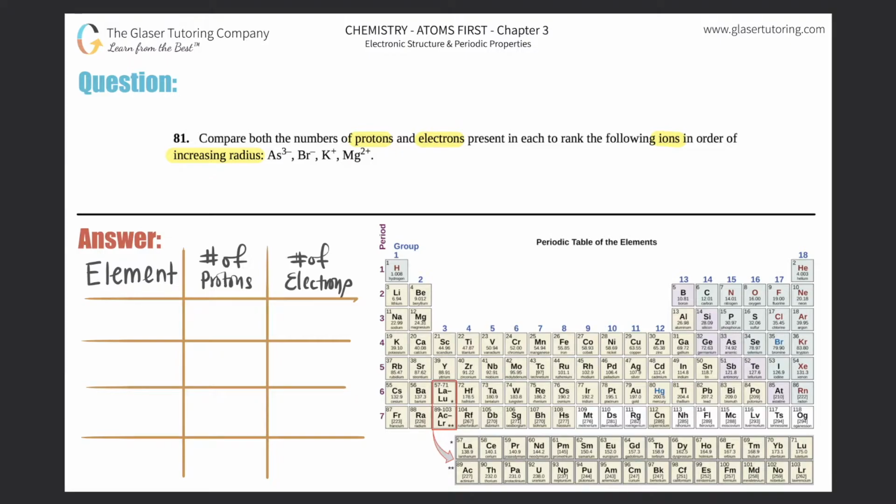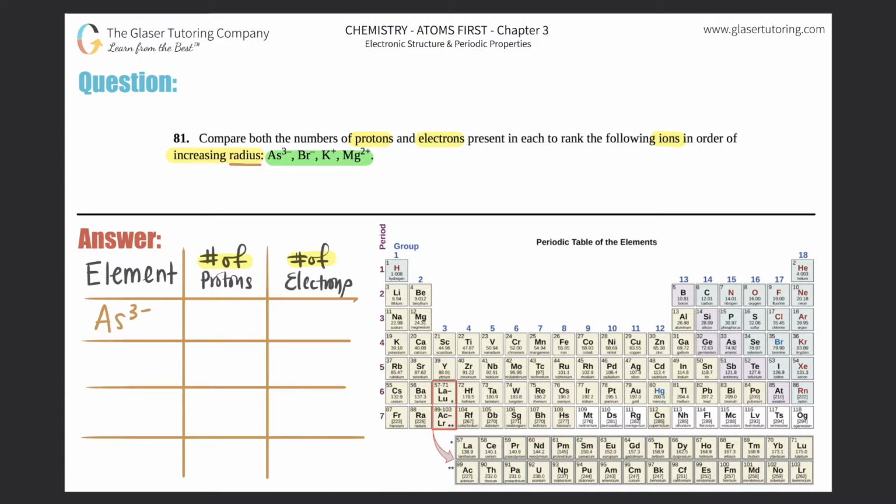So what I did here on the left-hand side, I drew a nice little chart where I have my elements in the first column, my number of protons, and then my number of electrons, and we're going to do them for all four of these ions. Then, from there, we can see what the radius will be like comparatively for each of these ions. So let's get started.